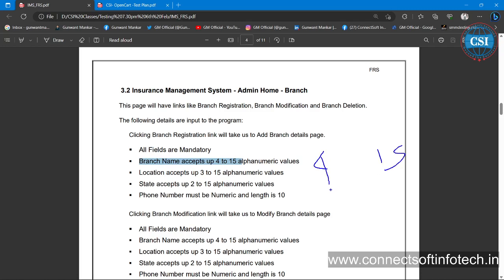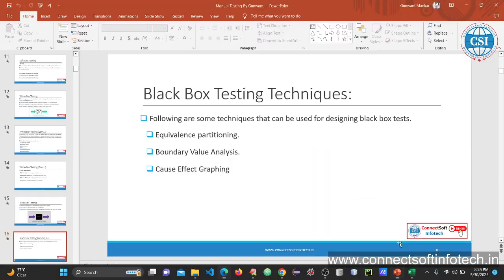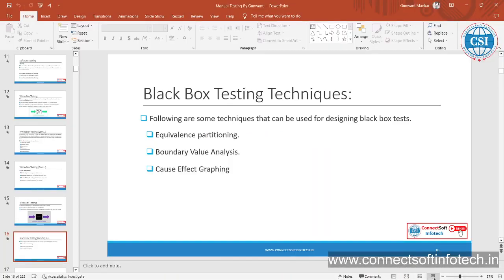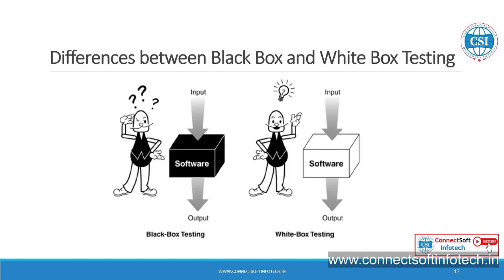These are the techniques, and we are going to see the details in the next classes. Don't worry. Okay, 4 to 15, below 4, then 15, and here is the criteria for how we are going to do this. Don't worry, we have the training session on this: boundary value analysis, equivalence partitioning, and cause effect graphing.